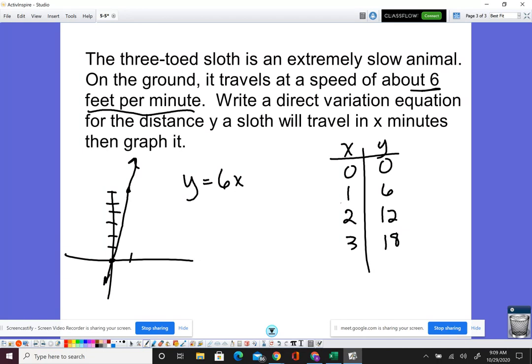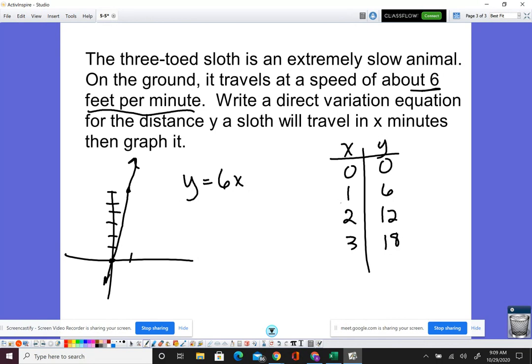So those keywords of direct variation tell you that your y-intercept is 0 and that your constant of proportionality is going to be the rate that you're talking about.